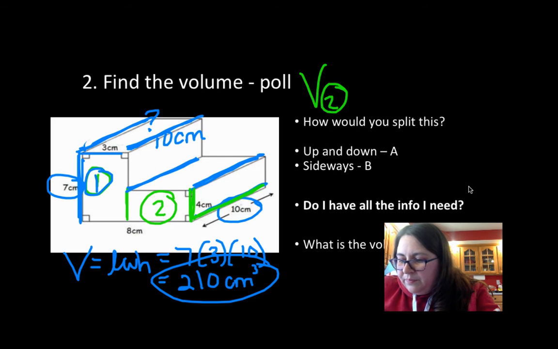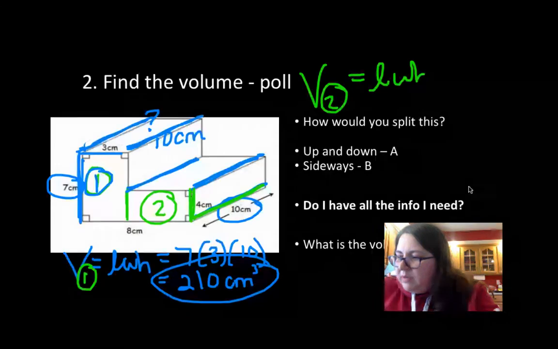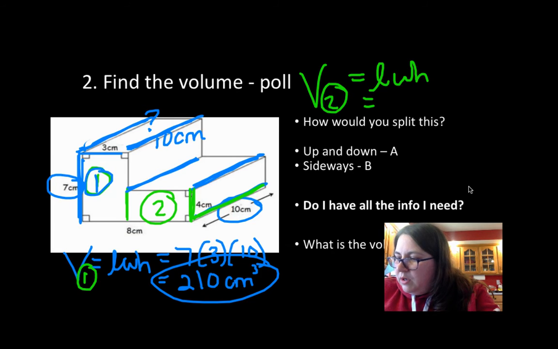So that 2 there, and this should have a 1 here, represents the names of the shape. Okay? Sorry, something's not sticking. I'm not sure why. We're going to go length times width times height, and I've got a 4 and I've got a 10. Remember, it doesn't really matter which one's length, width, or height. But the problem is, I don't know this measurement right here.